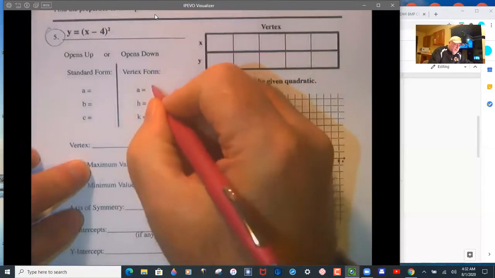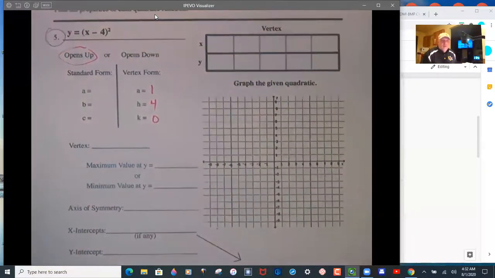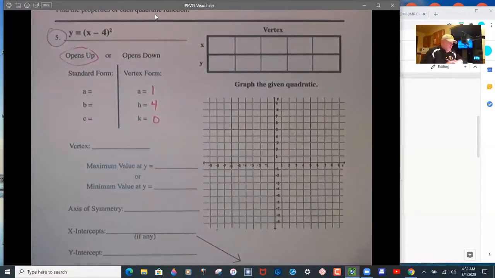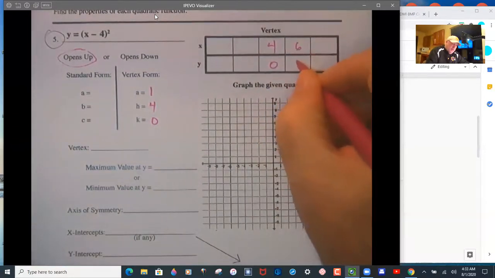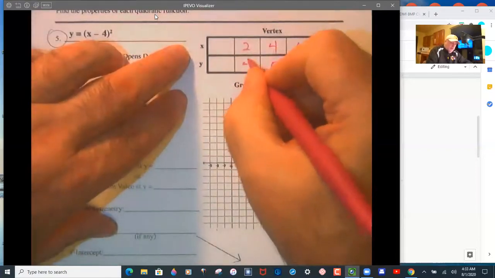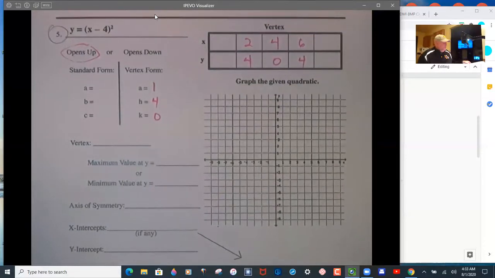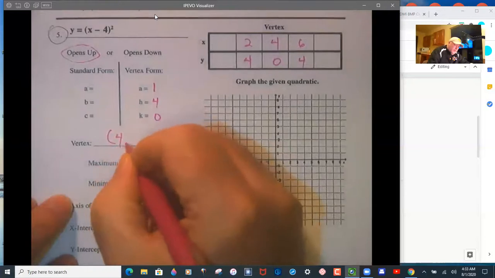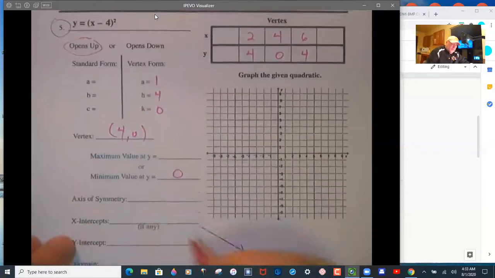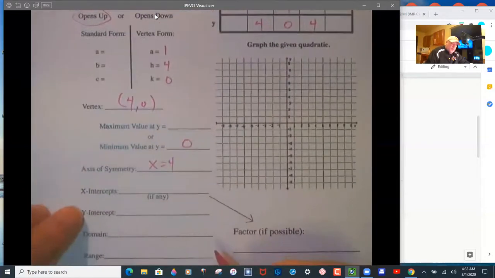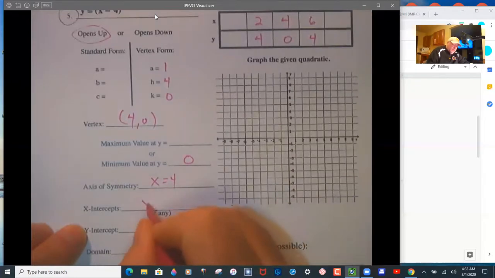So this is going to be vertex form, 1, 4, and 0. And this is going to open up. And the vertex is 4, 0. So remember that h, k, kind of swung and missed on that earlier, that is your vertex all the time. Okay, so 4, 0. And since this opens up, there's going to be a minimum at y equals 0. Again, that's from the vertex point. X equals 4 from the vertex point. X-intercepts just 1 at 4.